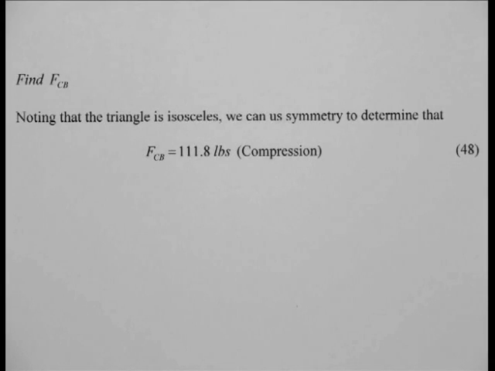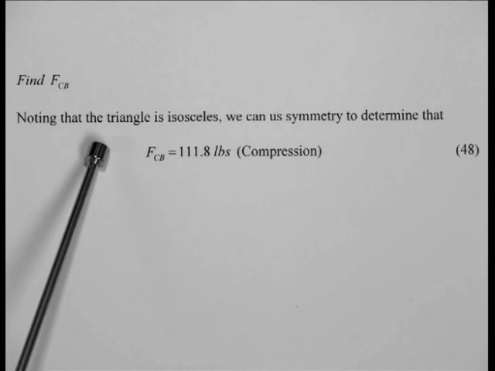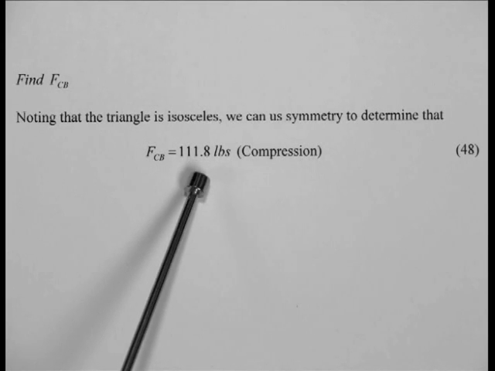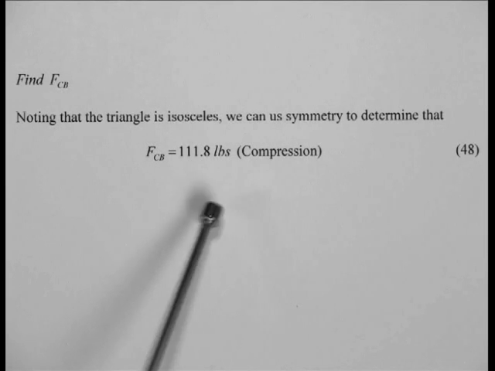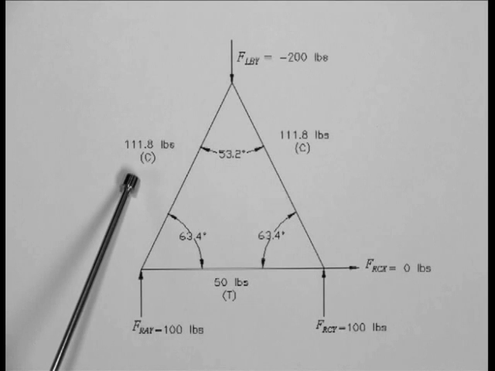Next, we will find the force along member AC. Noting that the triangle is isosceles, we can use symmetry to determine that the force along CB is equal to 111.8 pounds in compression. We have now solved our truss problem.